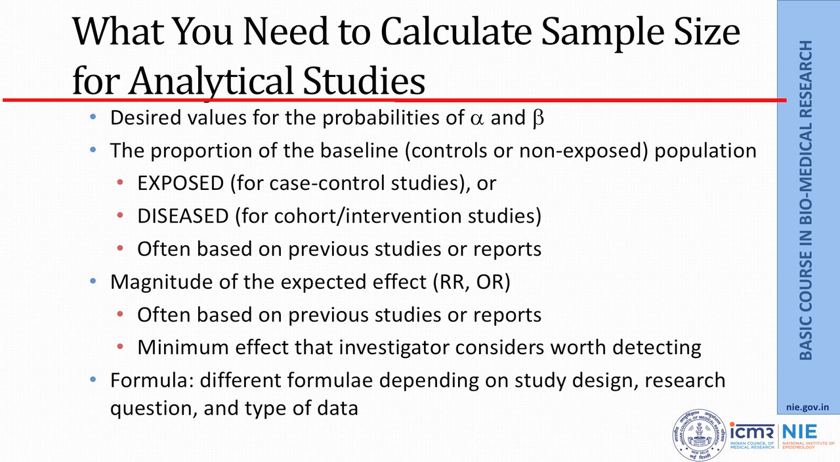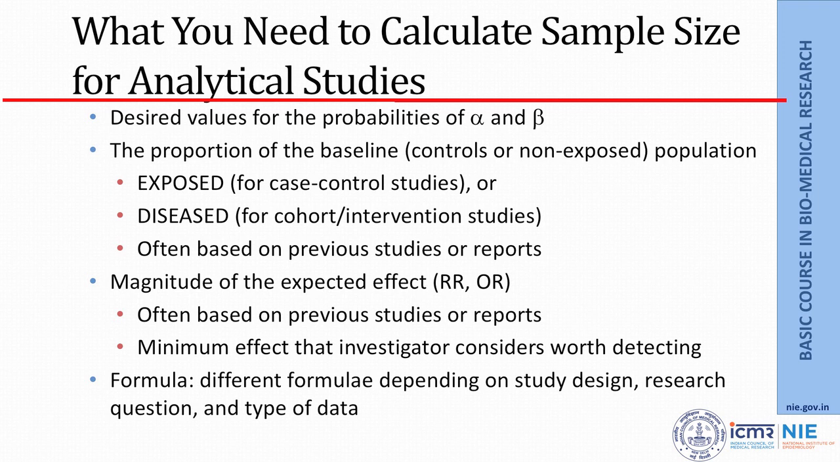And you need to have some idea of them, and these are often based on previous studies or reports. Also, you should have some idea of the magnitude of the expected effect, that is the magnitude of the relative risk or the odds ratio. This again is based on previous studies or reports, and what is the minimum effect that the investigator considers worth detecting. See, these are the information that needs to be provided.